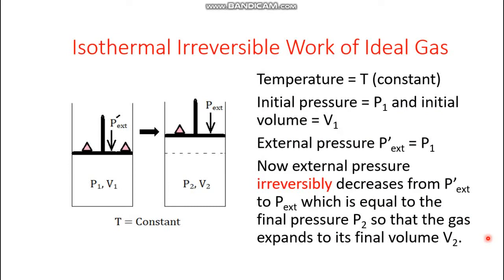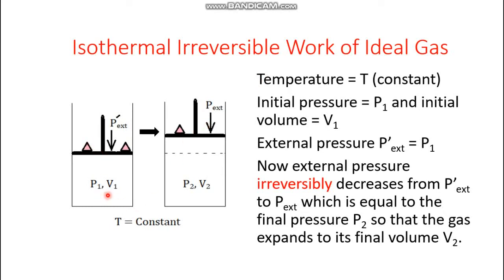Now our next topic, isothermal reversible work of ideal gas. Okay, so suppose here is some ideal gas, and there are 2 weights here. One is removed, so the external pressure decreases, from P external prime to P external. Okay, the internal pressure had been first P1.